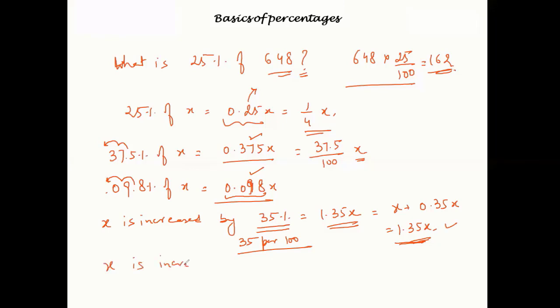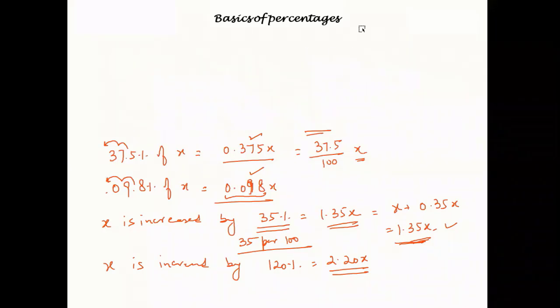Similarly, if I say x is increased by, let's say, 120%, so that means x is increased by 120 per 100, it will become 220, right? And decimal goes 2 points back, it becomes 2.2x. So whenever x is increased by a certain percentage, this is what I have written over here.